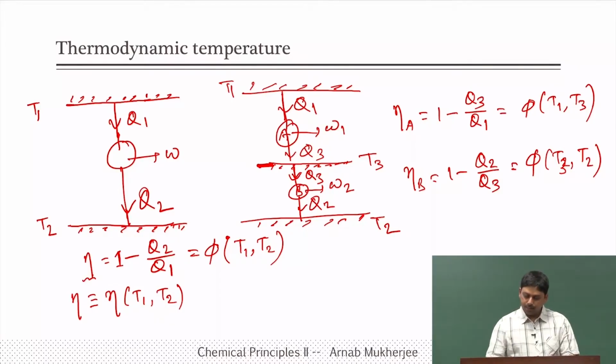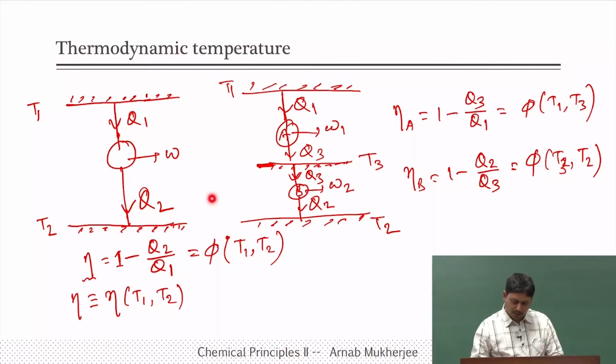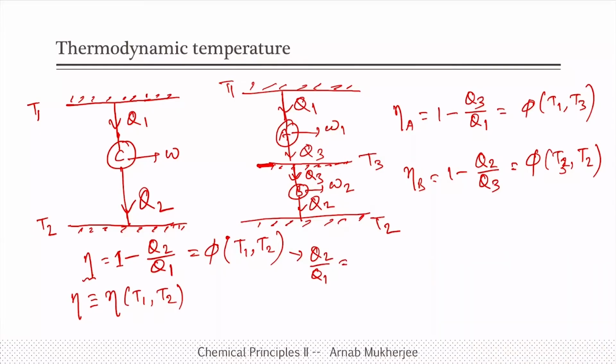Now, if I consider the initial and final temperatures, then the efficiency of this engine, let us call it C, will be the same as the combined efficiency of the right hand side engine. So, if I rearrange this equation a little bit, what I get is that Q2 by Q1 is equal to 1 minus phi of T1 T2.